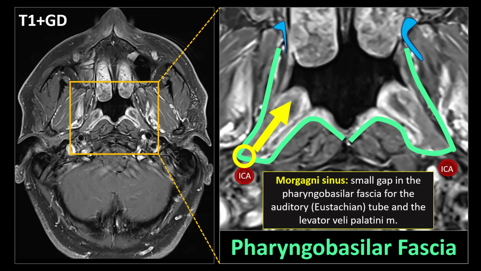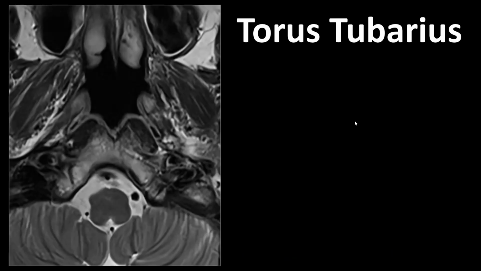And where do these come from? Well, these come from outside the nasopharynx. They originate at the level of the temporal bone, but they penetrate the Pharyngobasilar fascia in a small gap called the Morgagni sinus. So this is a small gap located posterolaterally in the Pharyngobasilar fascia to allow the Eustachian tube and the Levator veli palatini muscle to enter the nasopharynx.